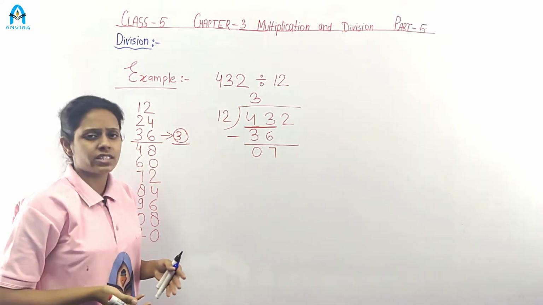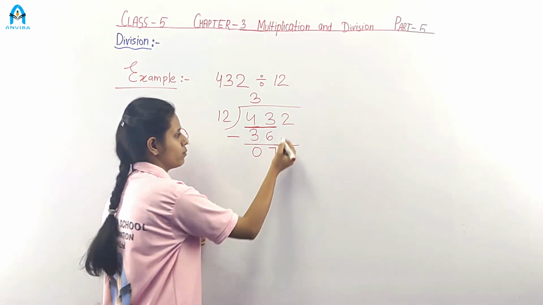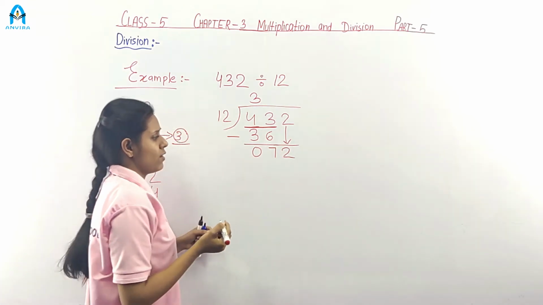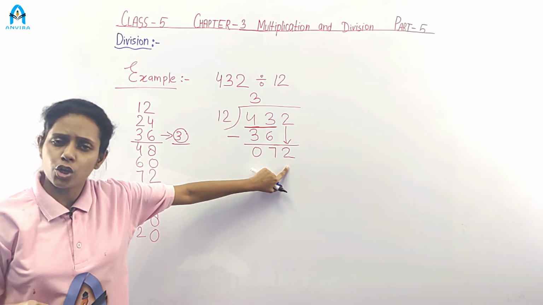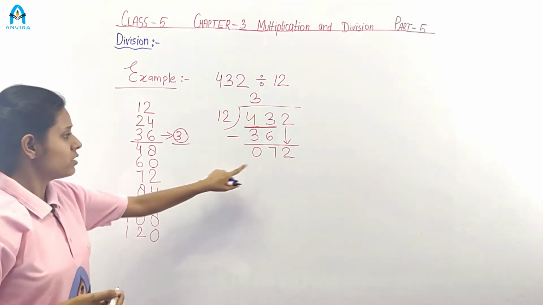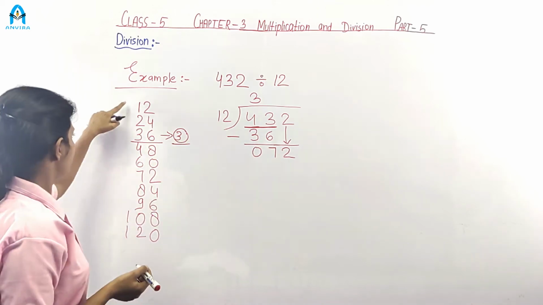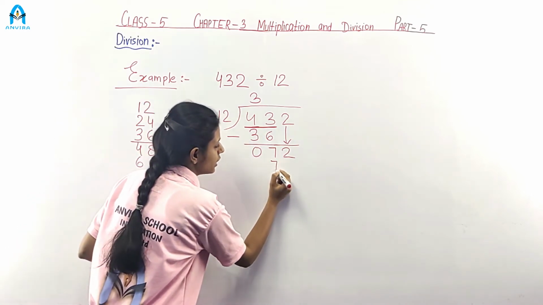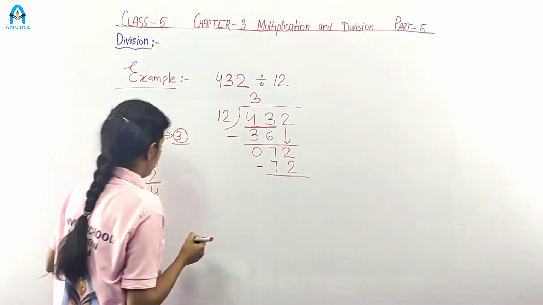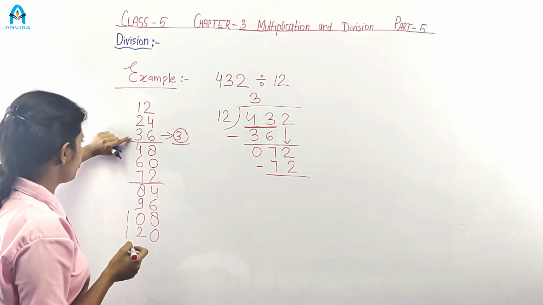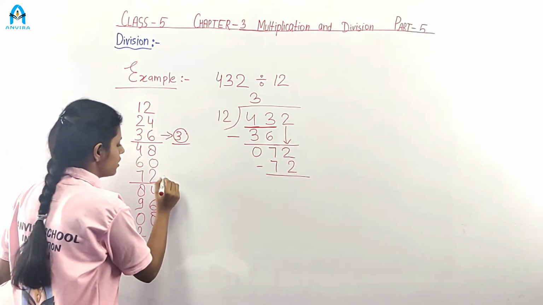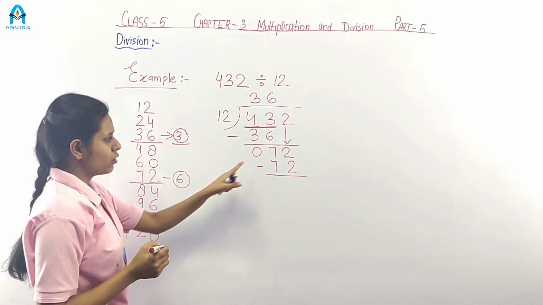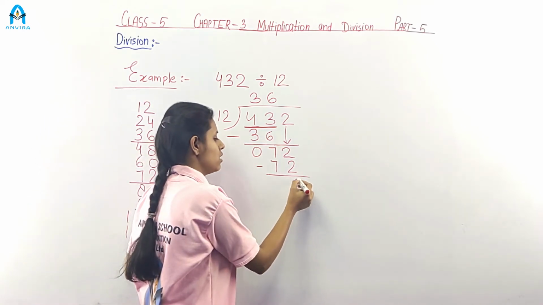Now, does 7 come in 12's table? No. So we take this 2 next to 7. So this becomes 72. Now, check whether 72 comes in 12's table or not. Let's check. Yes, this is 72. So this 72 we write here. And times 1, 2, 3, 4, 5, 6. 72 comes 6 times. So we write this 6 here. So 72 minus 72 is 0.